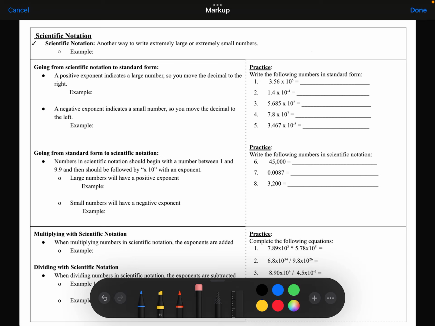Hello everyone. In this video, we're going to be learning about scientific notation, how to write numbers in scientific notation or standard form, and how to do math with scientific notation. So to start out, let's explain what it is.